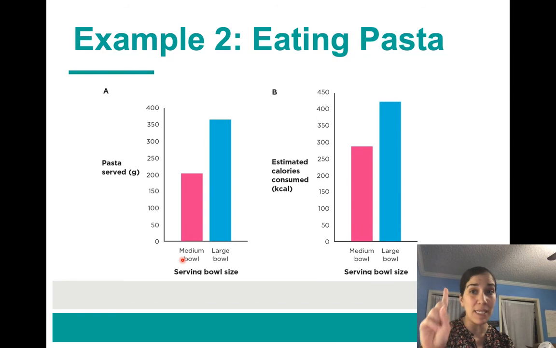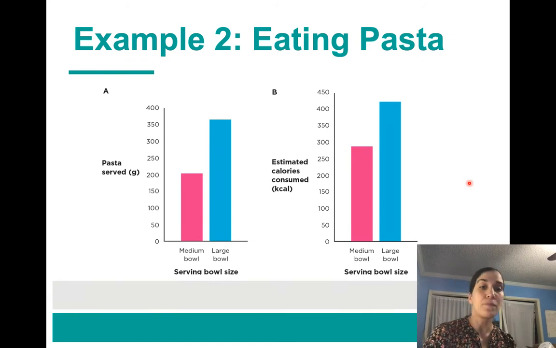So those are one independent variable, bowl size, two levels to this independent variable, medium and large. And then they just measured, they took them to a buffet. Oh, tell me this study isn't amazing. They took them to a buffet and gave them either their medium bowl or large bowl, and then just measured by grams how much pasta they served themselves. And then they also measured separately how many calories were consumed based on calories per gram.